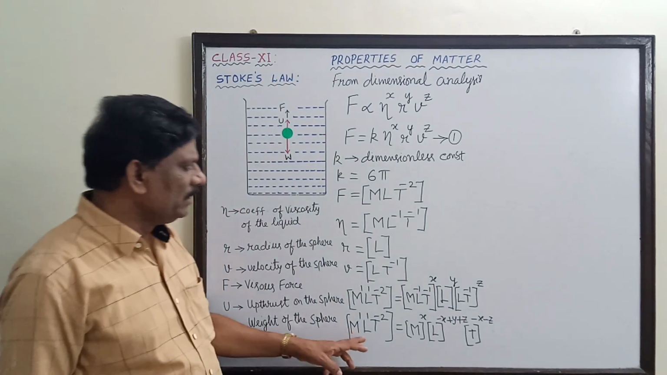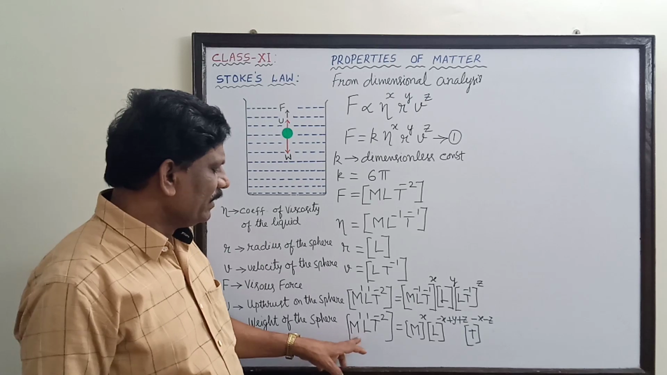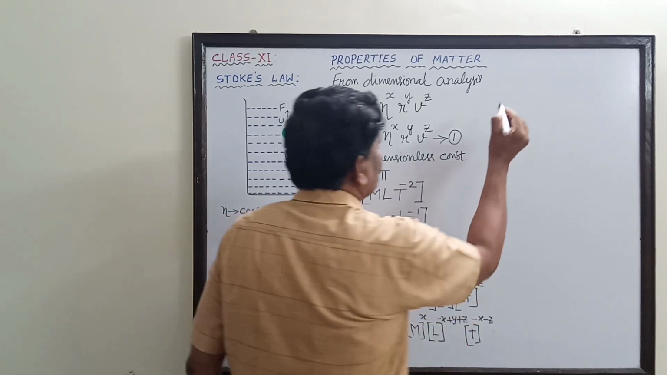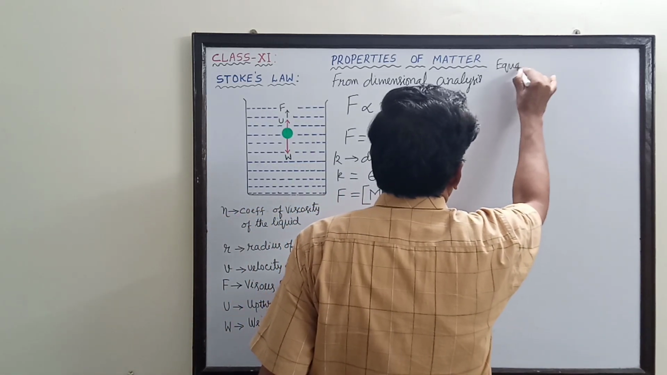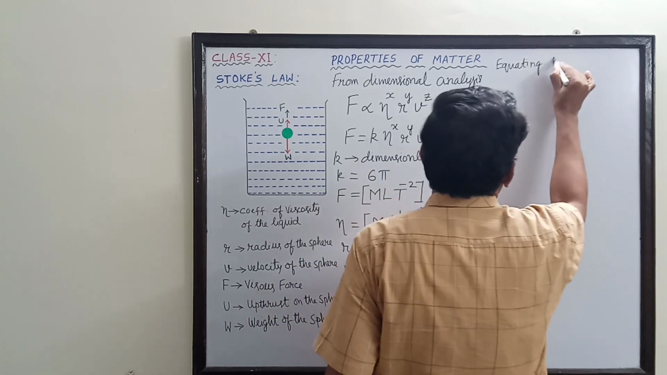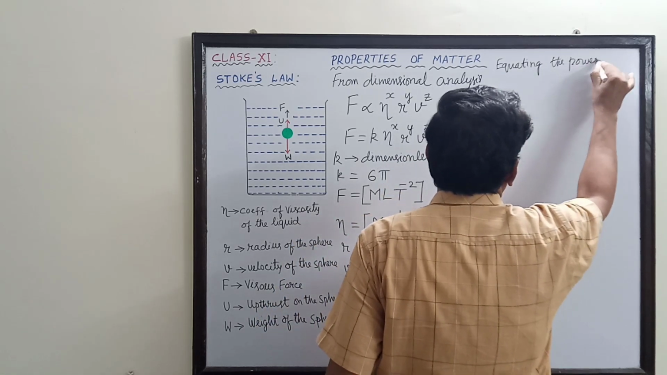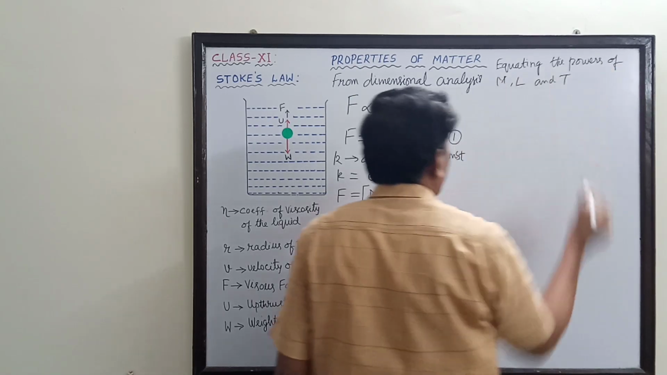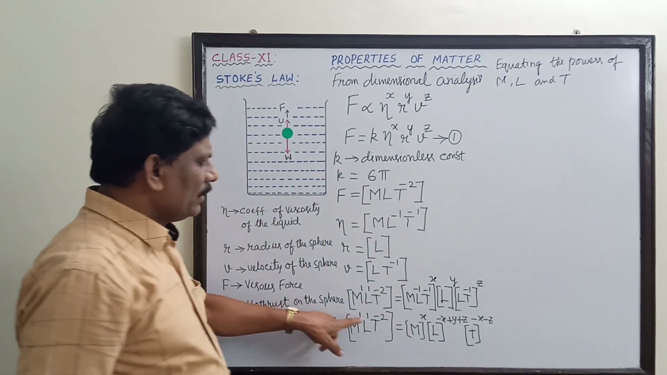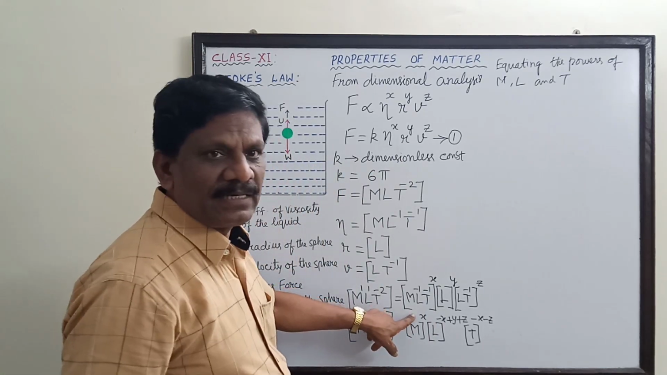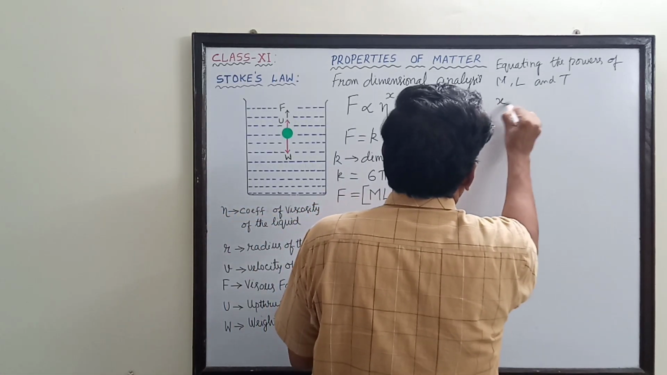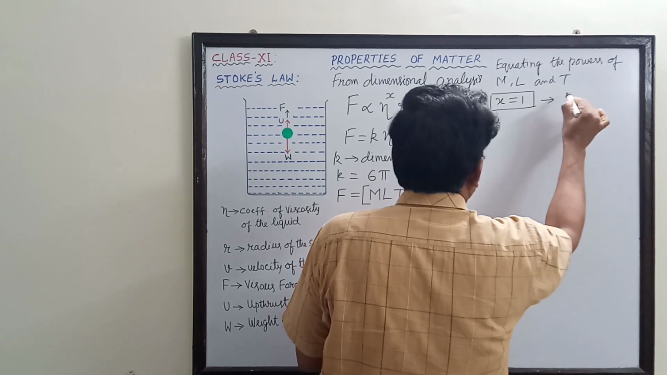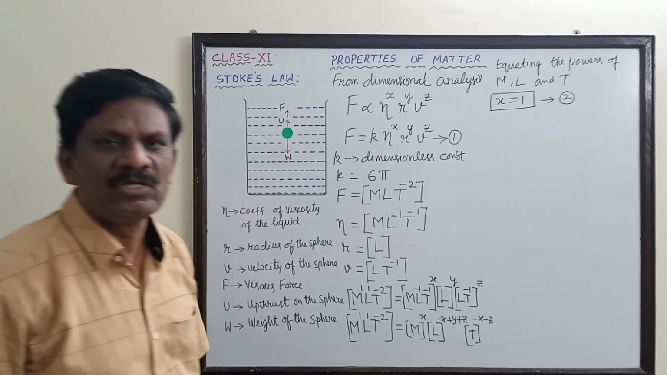Okay, now I am going to equate the powers of M, L and T on both sides. Equating the powers of M, L and T: the left side is M power 1, the right side is M power x. So x is equal to 1. The value of x is directly derived. So this can be taken as equation 2: the value of x is equal to 1.